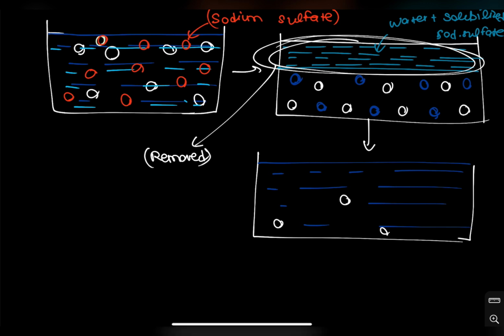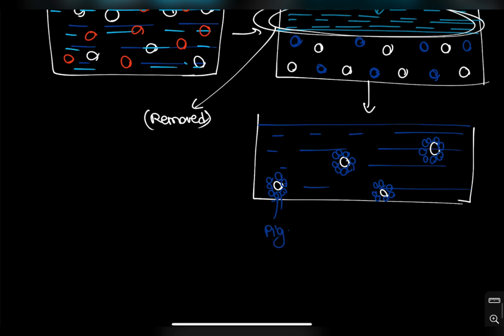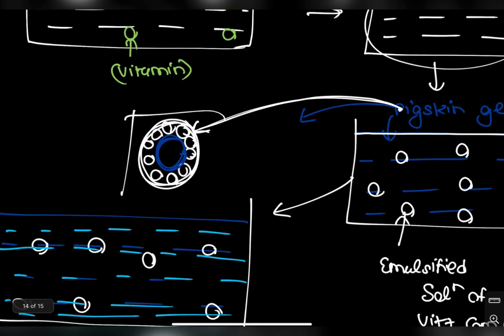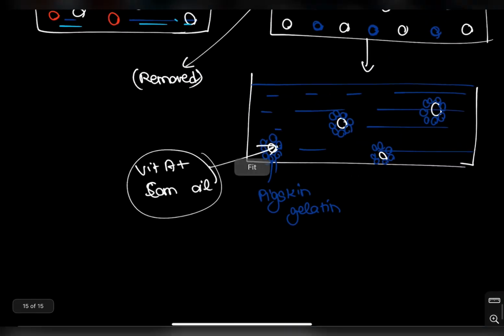which will give us these microencapsulated vitamin A plus corn oil particles. So this is pigskin gelatin, and this in the middle is vitamin A solubilized in corn oil again. Okay, so this was the end product that we needed, that I just showed right here. That is what we are getting right here. Okay, so that is another method of microencapsulation.